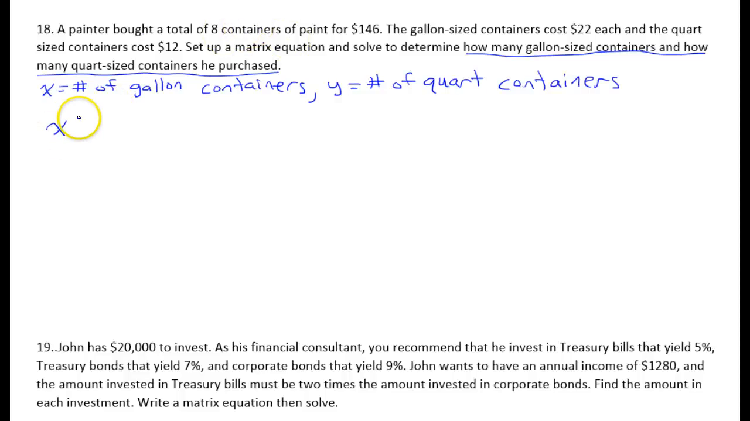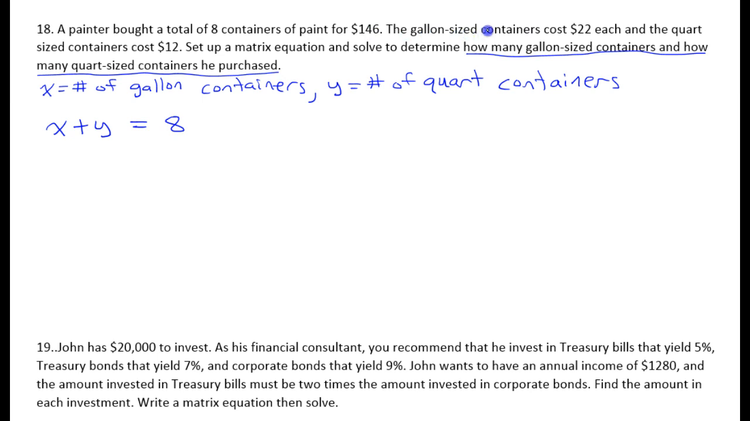That means that x plus y must equal 8 because he bought a total of 8 containers, and these are the 2 types. Okay, we have the total amount of money. Oh, and we know the cost of each type. So let's make a money equation.